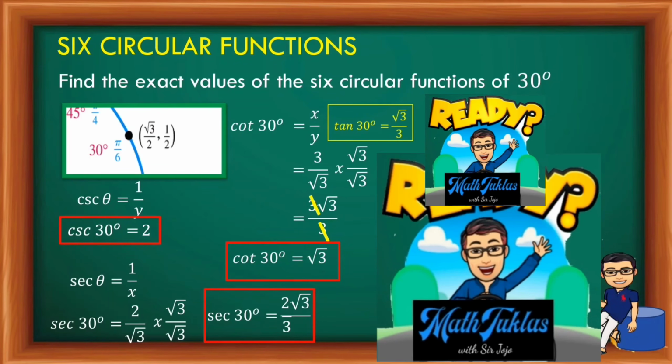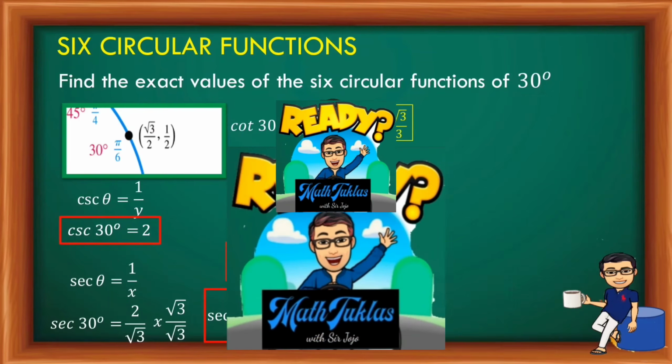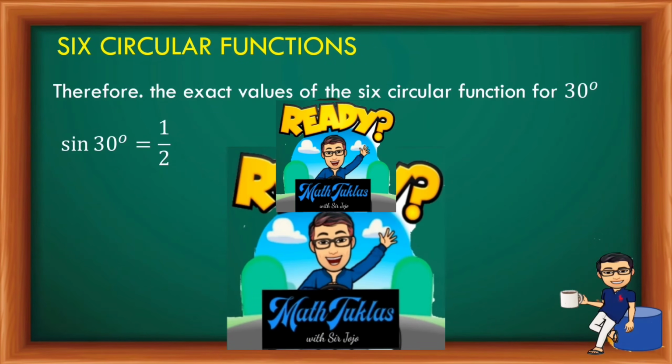Therefore, ang nasolve natin 6 circular function ng 30 degrees is that sine 30 degrees is equal to 1 half, cosine 30 degrees is equal to the square root of 3 over 2, while tangent 30 degrees is equal to the square root of 3 over 3.